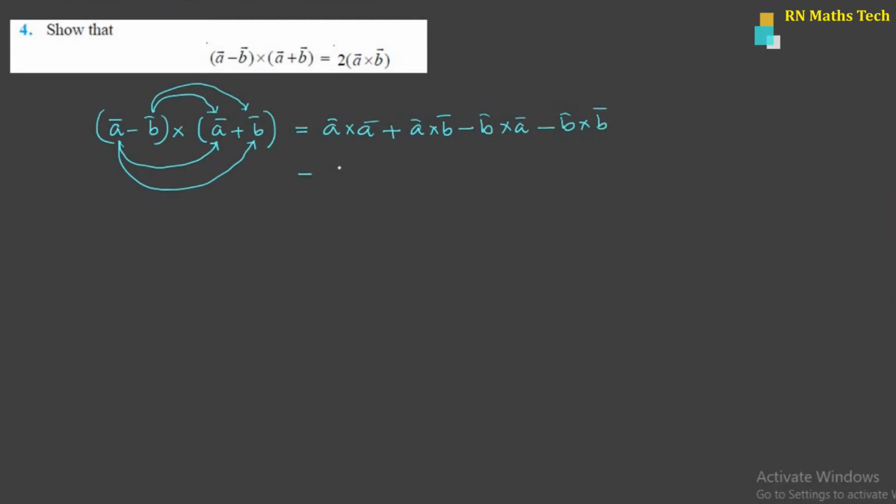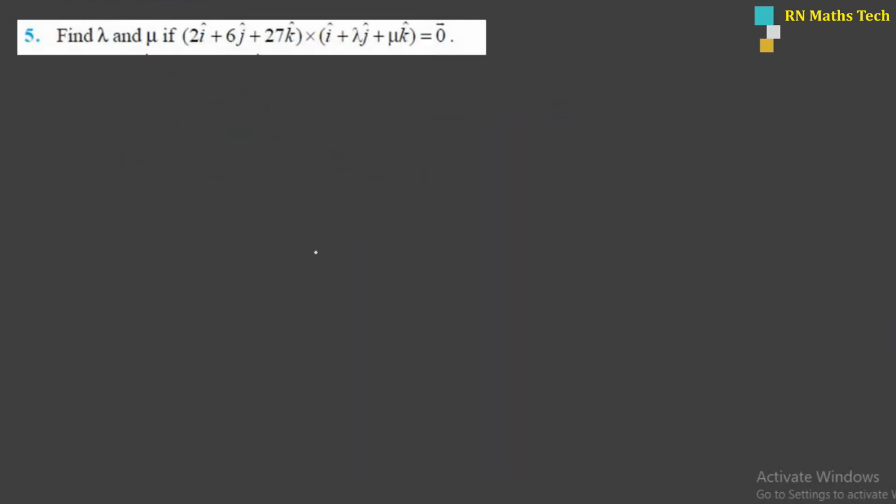Okay, a cross a is 0 bar, plus a cross b, minus b cross a is plus a cross b, minus 0 bar, so that is 2 a cross b. Okay, now fifth one: find the value of lambda and mu if the cross product is 0 bar.